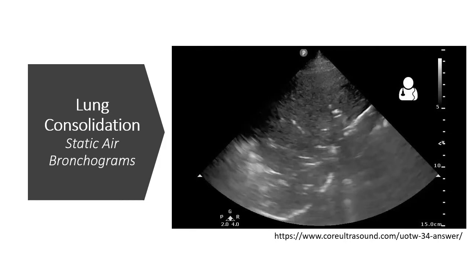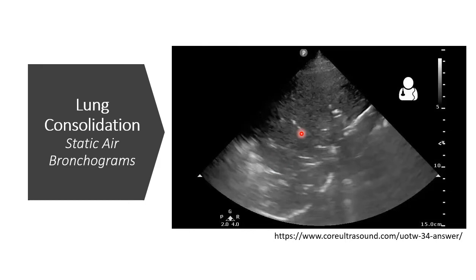Here's another important finding with consolidated lung. It's something known as air bronchograms. Some air bronchograms are called static air bronchograms, and this means that there's no movement of the air bronchograms itself during inspiration and expiration. So here is consolidated lung, and you can see these little lines are air bronchograms. So these are areas of the airway that are filled with both fluid and air, and the ultrasound picks them up as lines like this.